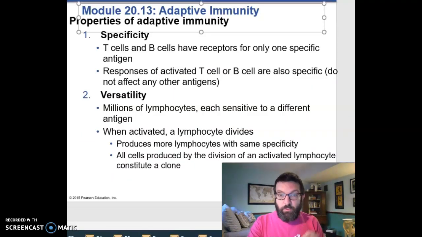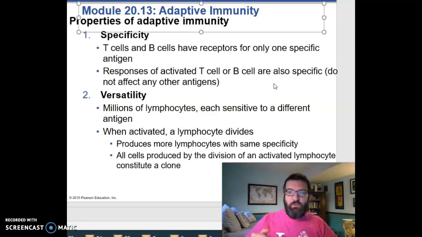There are four main properties of adaptive immunity or specific immunity, and those are specificity, number one, meaning those T and B cells have receptors for one specific antigen. And those T and B cells, their responses are activated only toward that particular antigen. So if you have a T cell that's been waiting for you to get H1N1 because it's got an antigen that T cell reacts with, when you get H1N1, you're going to fire up your immune system only to fight H1N1 flu, right? You're not going to fight off a different flu with that same immune response.